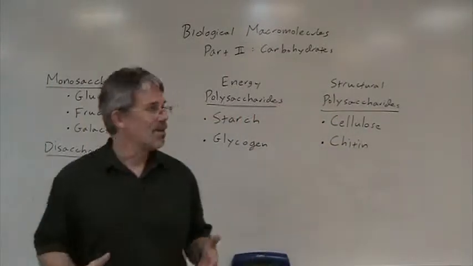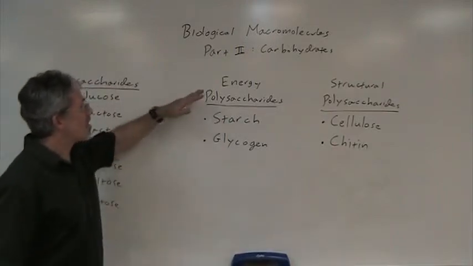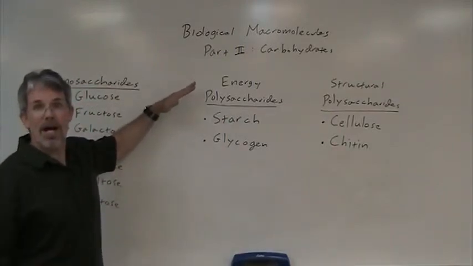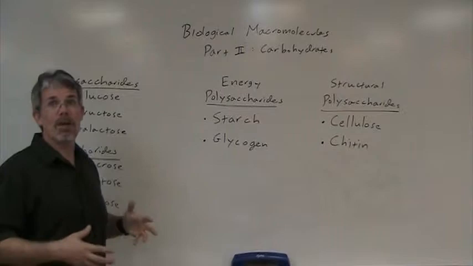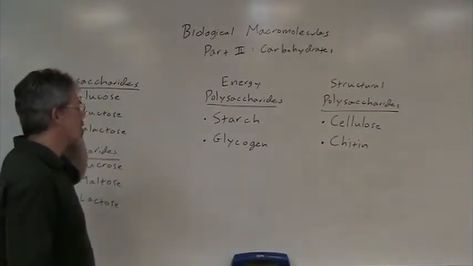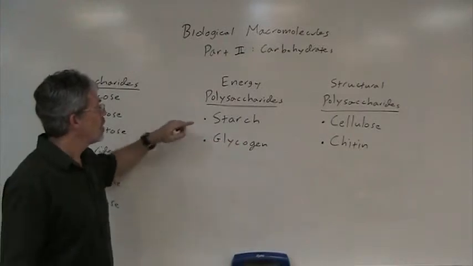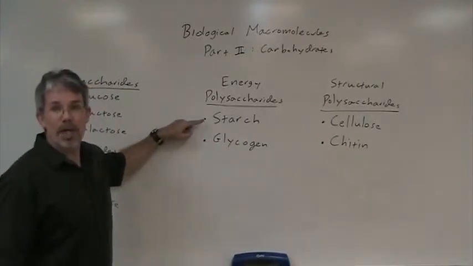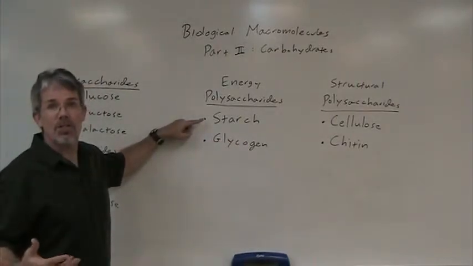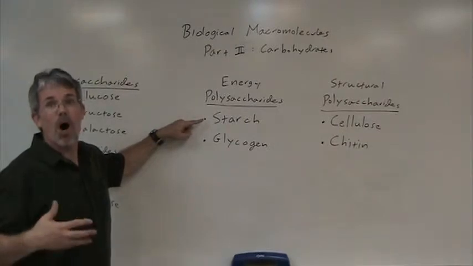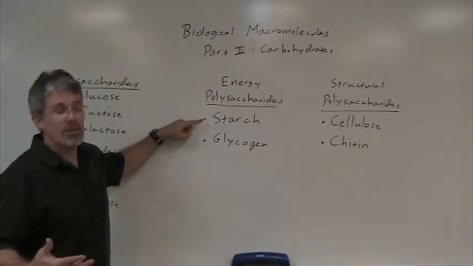Now, polysaccharides are known as the complex carbohydrates because they are much bigger. They're made of many monosaccharides. Now, some are for energy and some are for structure. Starch is a plant energy storage polysaccharide. So all starchy foods are from plants.